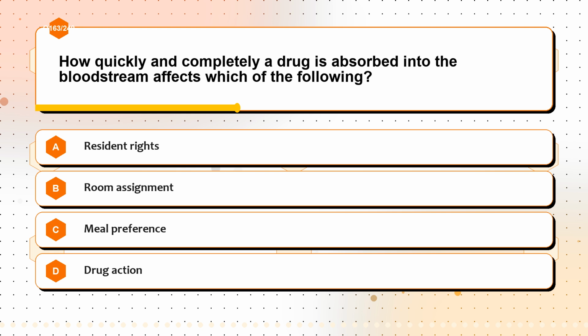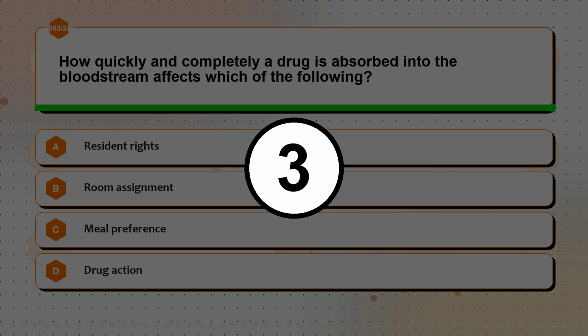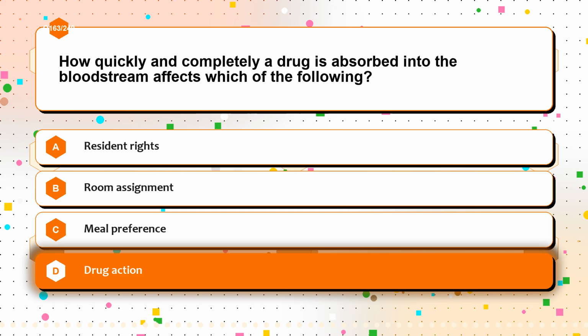Question 163. How quickly and completely a drug is absorbed into the bloodstream affects which of the following? Here are the options. Option A, resident rights. Option B, room assignment. Option C, meal preference. Option D, drug action. The correct answer is option D, drug action.